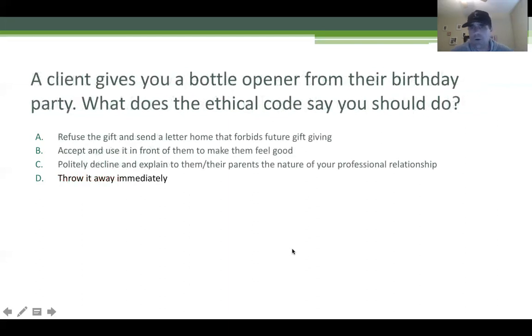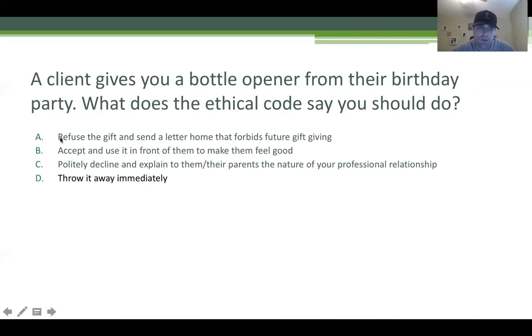A client gives you a bottle opener from their birthday party. What does the ethical code say you should do? Again, another ethics question. This one is regarding gifts. What does the ethical code say about gifts? It says we cannot accept them. Full stop. It's a very stringent gift policy. You're not allowed to accept gifts.